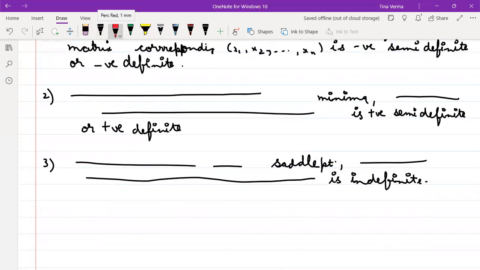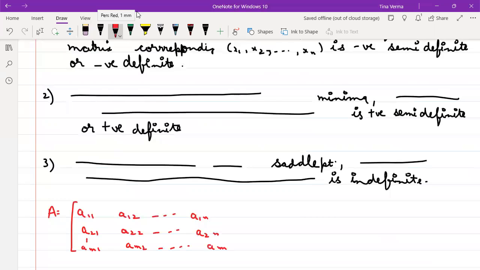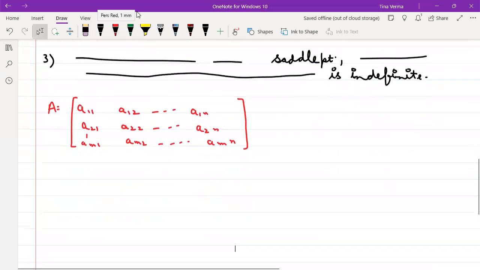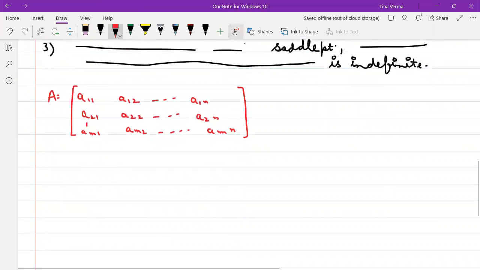So when we are talking about a matrix, that means we have any matrix. Suppose we have a matrix A with entries A11, A12, ..., A1n, then A21, A22, ..., A2n, down to Am1, Am2, ..., Amn. So suppose this is the matrix, right? When do you call this positive definite or positive semi-definite? If you take the principal minor determinants starting from the lowest order, they should be greater than 0.